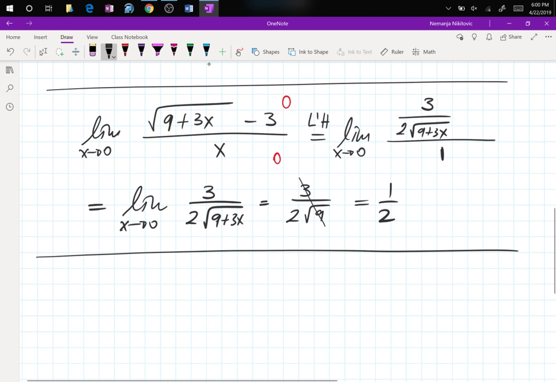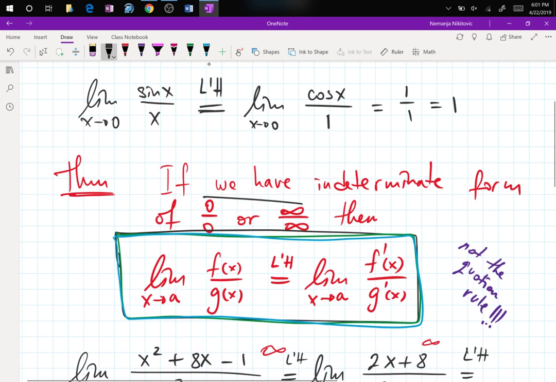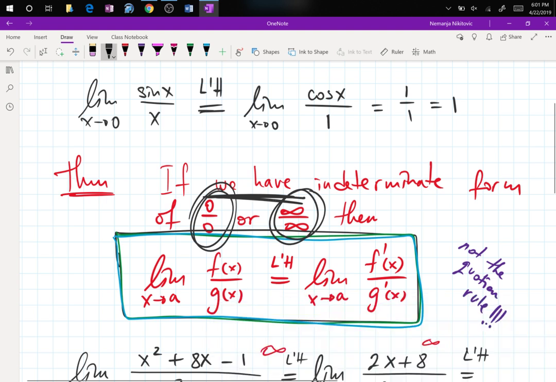What if just the denominator is 0, but the numerator isn't? Can't use L'Hopital's rule. If we don't have one of these two forms, you don't get to use it.